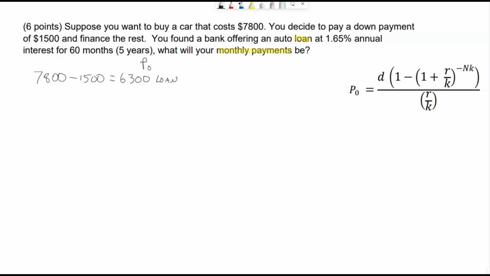Okay. Now we found a loan. We have the rate here. R would be 0.0165. This N value is 5 years. And the fact that it says monthly, this is where we grab the K value in this formula.